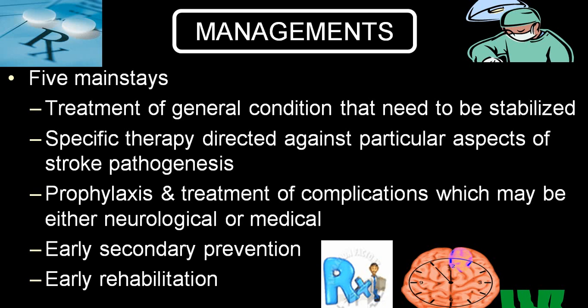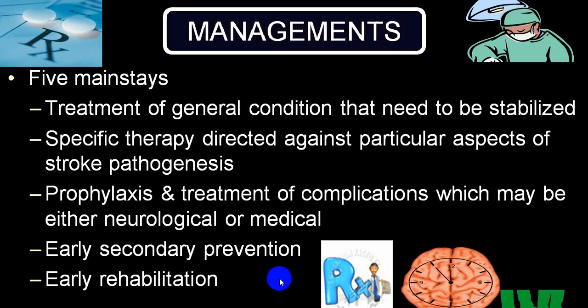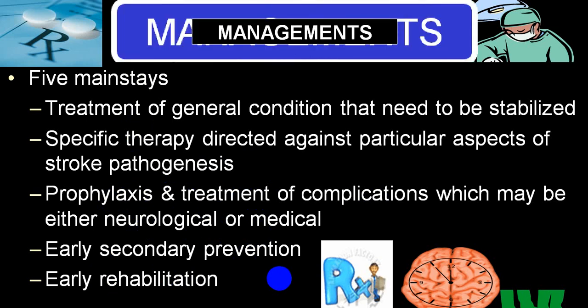Now, regarding the treatment part, there are a few goals which you have to achieve. One, the general condition needs to be stabilized. Then specific therapy directed against the particular aspect of the stroke pathogenesis, like embolic stroke, thrombosis, etc., or in case of a hemorrhagic stroke. Then prophylaxis and treatment of complications which may be either neurological or medical, early secondary prevention, and early rehabilitation. These are the different goals you will have to achieve, or 5 mainstays.